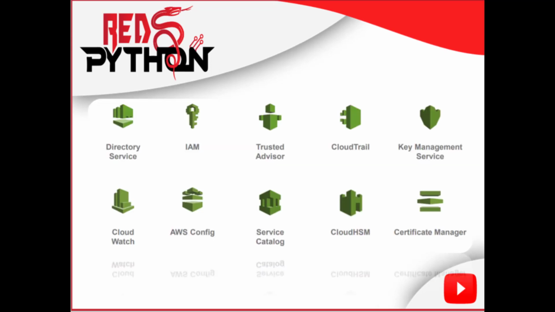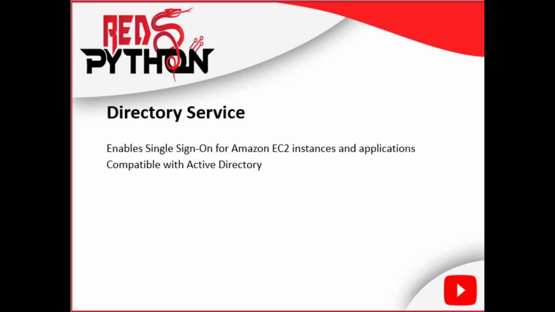So here is the full list of security applications that are available on AWS. We'll do a high-level overview of each of those. Let's start with the directory services. It enables SSO for Amazon EC2 instances and applications compatible with Active Directory. So you can actually use Microsoft Active Directory in the AWS Cloud.